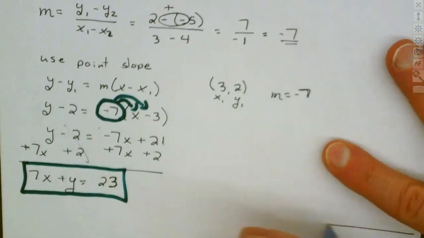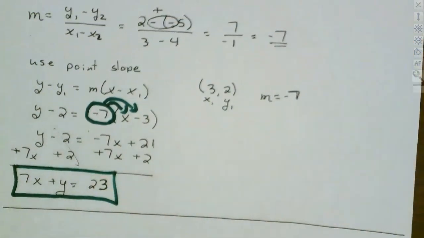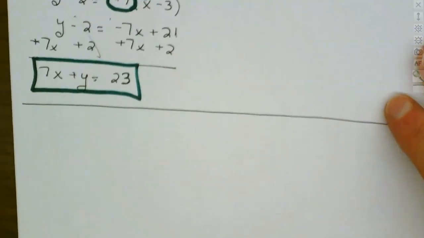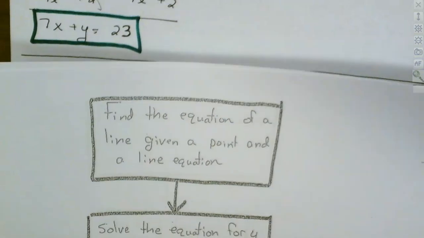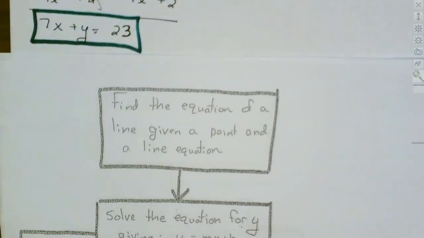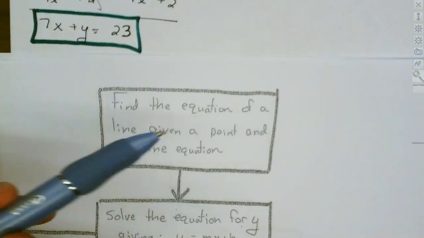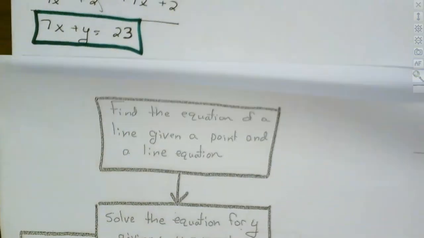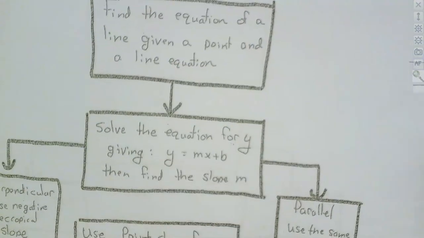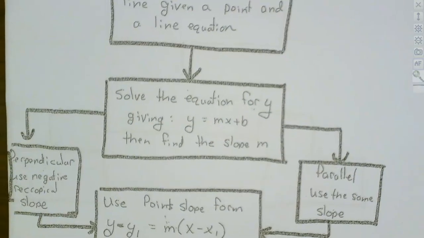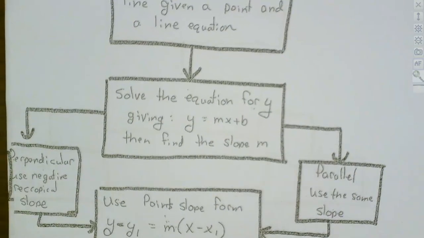We need to now go to the last page. And this, I think, is the most complicated one. And that's why I want to make sure we do at least 2 of these. And this one is when we're going to find the equation of a line given a point and a line equation. And so what we need to do is solve this equation for y. And then the directions will say either parallel or perpendicular.